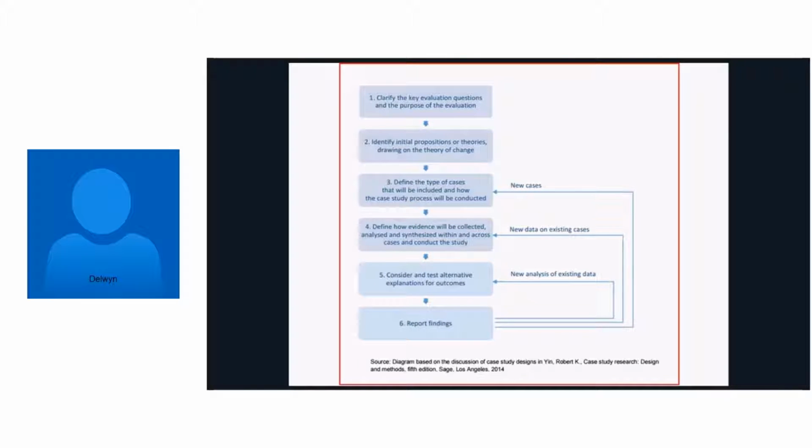So this diagram, which is also in the evaluation brief that you may all have with you, is a very simplified six-step guide on how to design a comparative case study. And of course the first one is pretty obviously relevant for any design that we're choosing or any method.